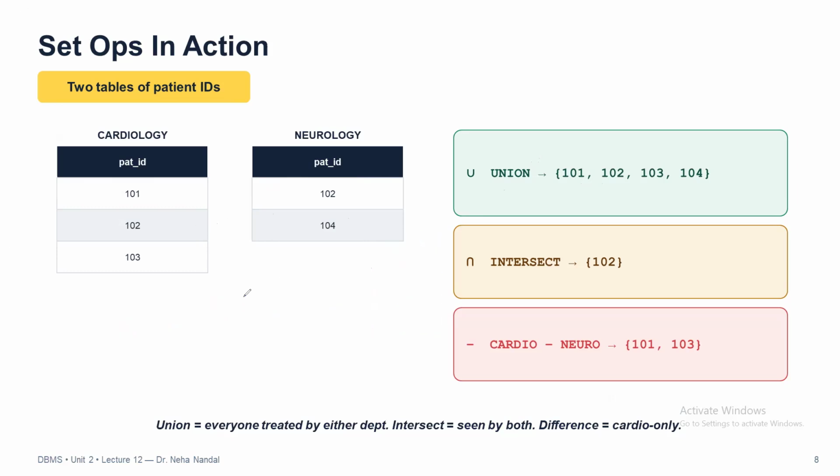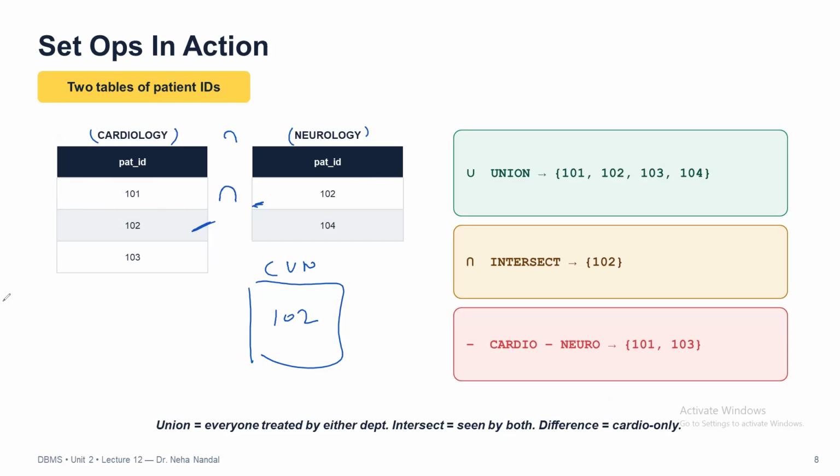Now let's say the second one, intersection. If we perform intersection between these two, that means cardiology intersection neurology, then it will just pick the common ones. So it will give you a table C intersection N with just one output, 102.